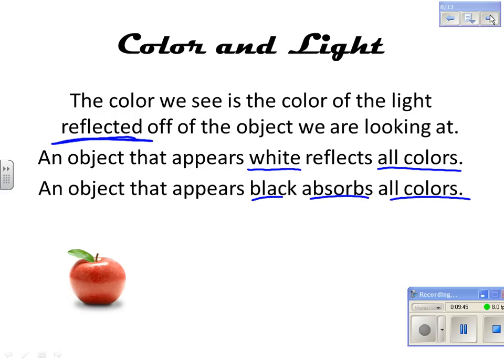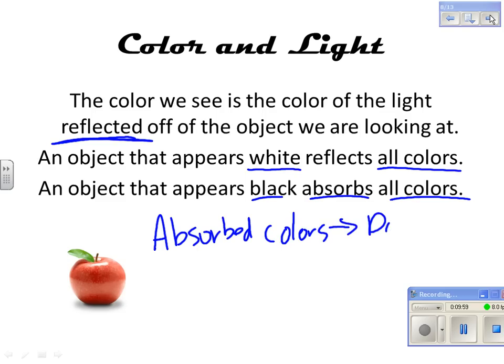Another way to hopefully make this make a little more sense: absorbed colors are colors that you won't see.